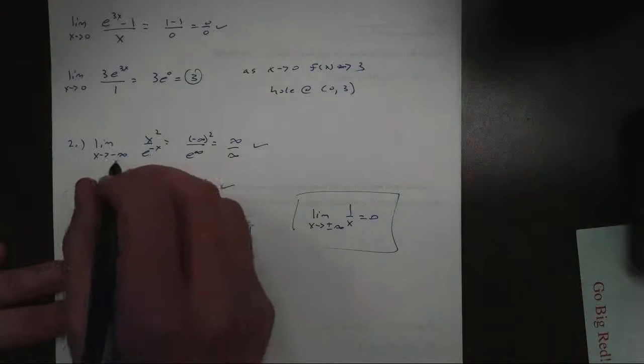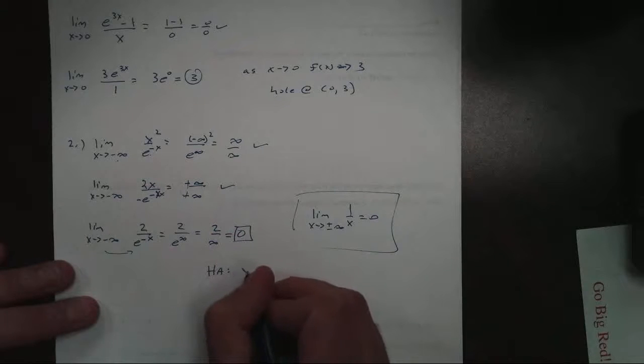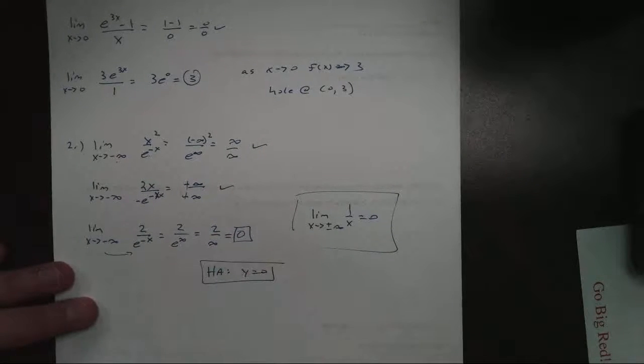So what this is telling me, since it's a limit to infinity, this is a horizontal asymptote at y equals 0. Our function's approaching 0 as we go to negative infinity.